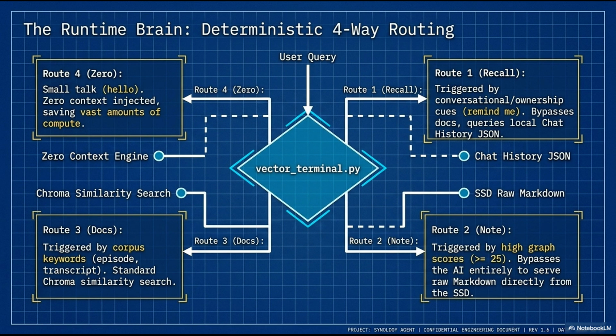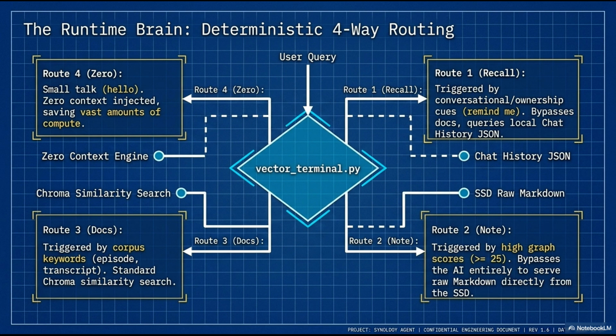Highway number 1 is the recall route. Right, the recall route is triggered by explicit ownership phrasing or conversational memory cues. If the user types phrases like, remind me, we discussed, you said earlier, or asks about my password, the traffic cop intercepts the query. It completely bypasses both the ChromaDB vector documents and the NetworkX graph notes. Instead, it accesses a local JSON file that contains the entire chat history of the session.